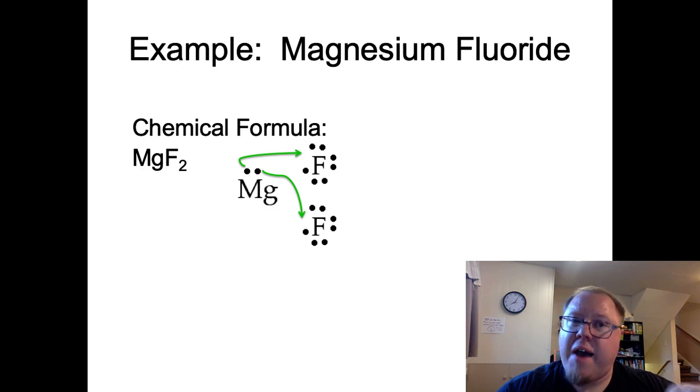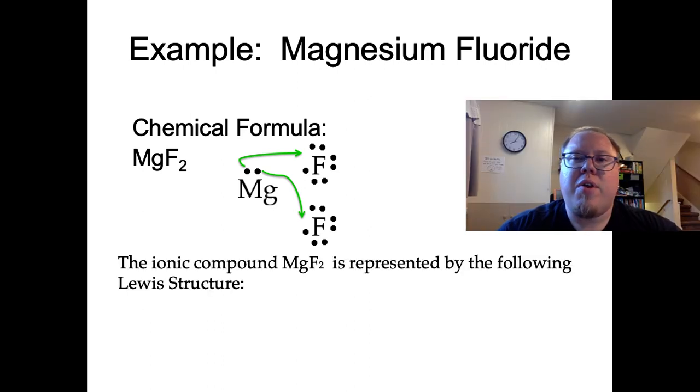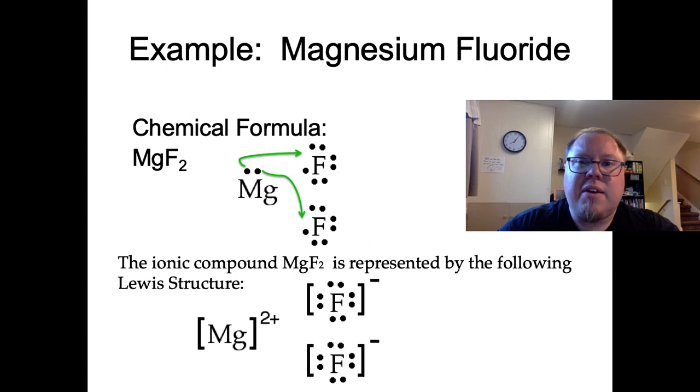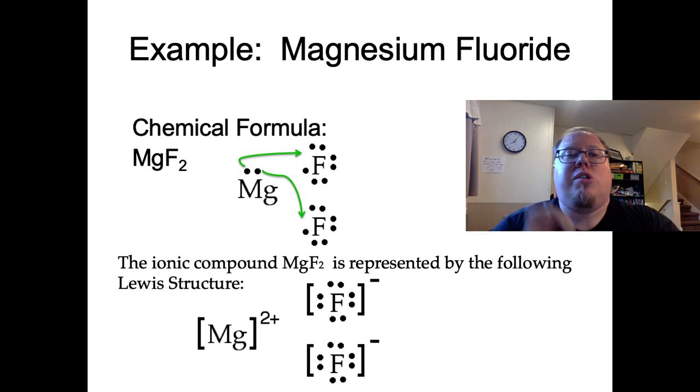So what do we have after this reaction? First off, we now have a magnesium with no valence electrons, and it has a positive 2 charge. Okay, so put brackets around it. Now it's got a positive 2. Then each of the 2 fluorines now have 8 valence electrons around them. Okay, they have that extra one now, went from 7 to 8, and put brackets around it. They each have a negative 1 charge.